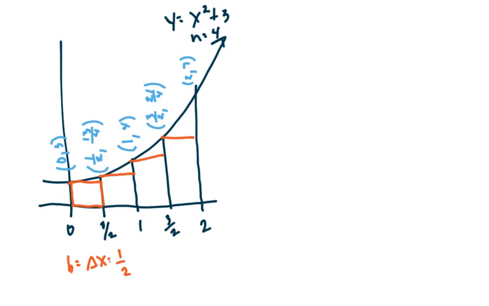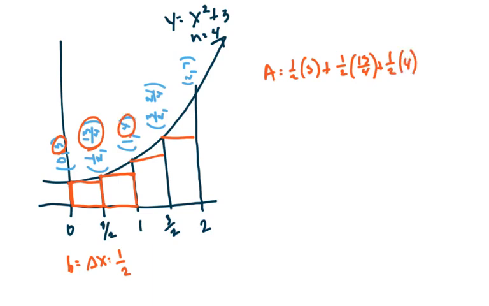So now let's talk about this height. This first height is 3. So I have a half times 3. So technically, to find the area under the curve, I have a half times 3, plus a half times the second height, which is 13/4. So we have a half times 13/4. Plus, the next one is a half, and the height is 4. You can see that here. And then the height is 21/4. So we have a half times 21/4.